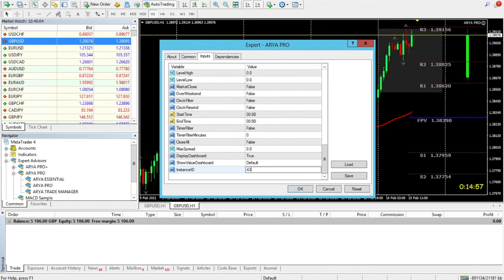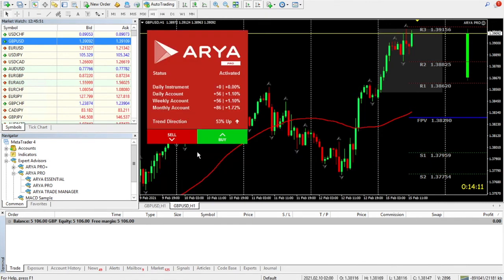If you want to start a further trade, open a third chart in the same asset and repeat the process, but change the instance ID to 44. Please note that you cannot input 14 or 17 into the instance ID, as these codes are used for ARYA Essentials and ARYA Trade Manager respectively. Now you can click OK, and all that is left to do is click on Sell or Buy.